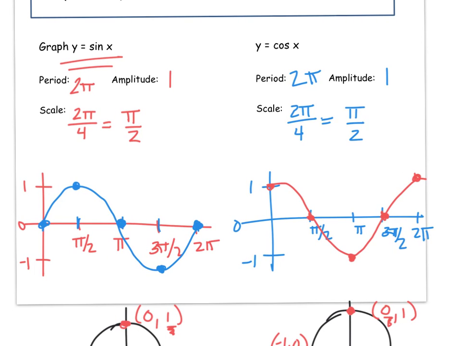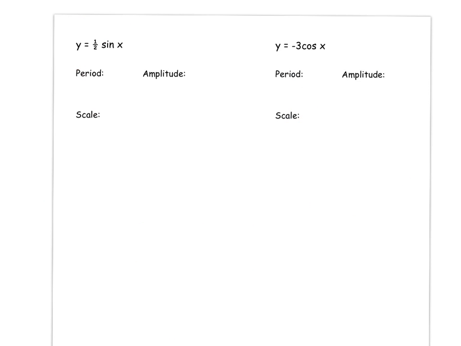So, there's how we graph sine and cosine. That is our normal cosine and sine. Sine always starts at 0. That's your sine. Our cosine always starts at 1. That's our normal sine and cosine graph. Now, let's talk about different period and different amplitude.